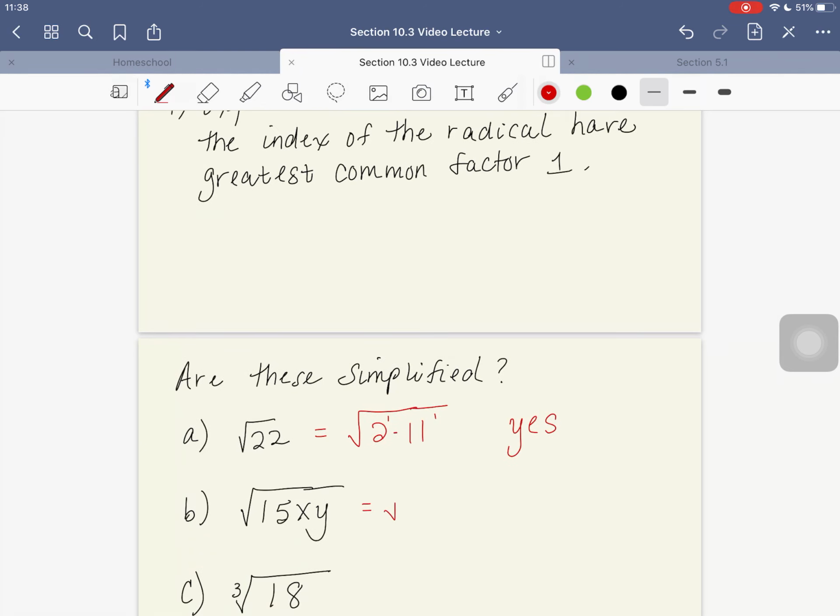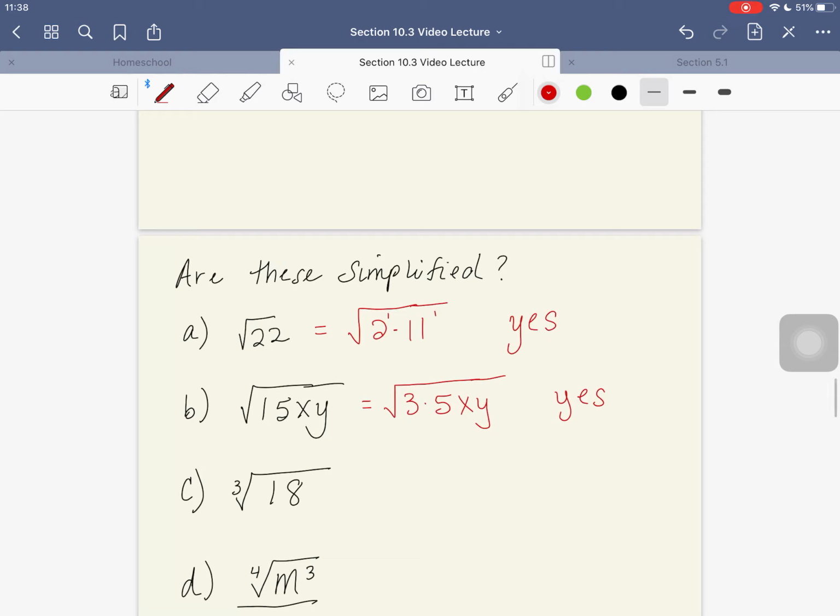The next one, the square root of 15xy. If you wanted to break it down, you could write it as 3 times 5xy. So yes, again, that is in simplest form. The cube root of 18 is the same as 2 times 3 squared, or 2 to the first times 3 squared, and that does meet all of the conditions, so we will say yes.